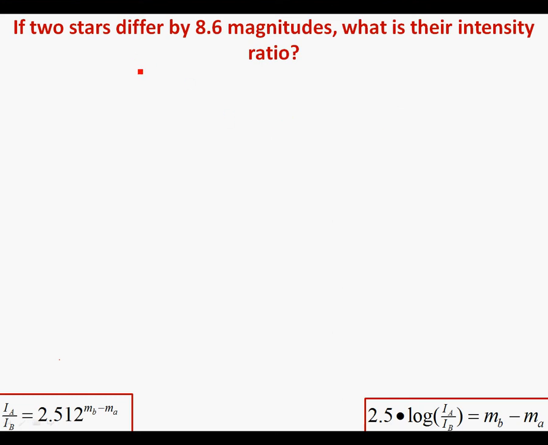Okay, so now we have a similar problem. If two stars differ by 8.6 magnitudes, what is their intensity ratio? So essentially we're going the other way, and last time we were using this math formula over here, and now we're going to use this one.